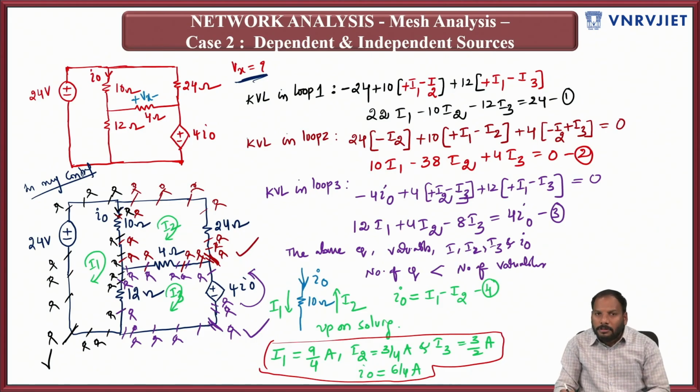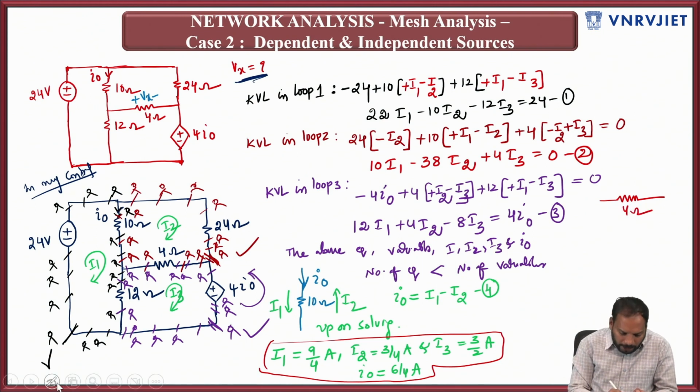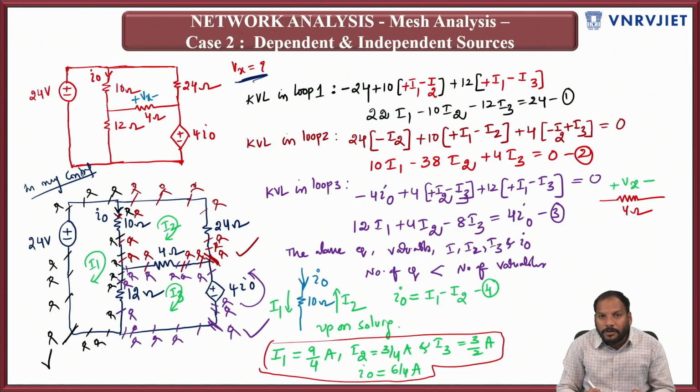But the problem is not done yet. The issue is with the calculation of Vx, right? So now I copy separately the part with Vx. This is a 4 ohm resistor. I'm going ahead finally with the calculation of Vx. So Vx is defined like this, plus minus Vx.